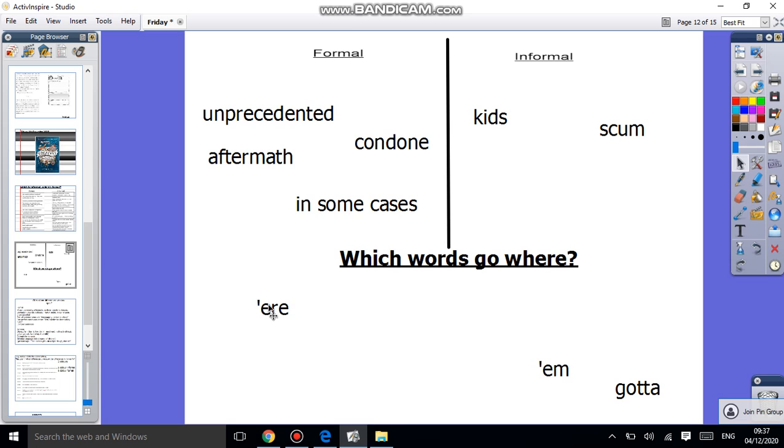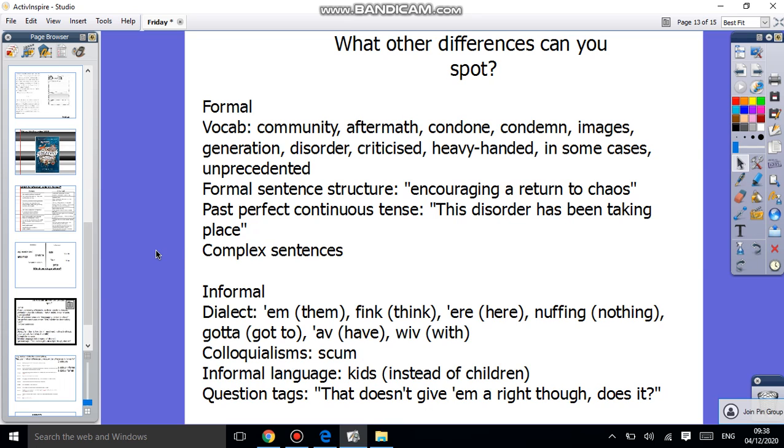We've got ear, because the proper word would be here, come here. But if you're doing a bit of slang, you might say, come 'ere. You've got get 'em. Okay, so that is slang because you would say them, not 'em. And you've got gotta. It's got to, not gotta. Some of you use gotta in your English books. It's got to. Gotta is an informal word. Okay, so we've got some more examples here.